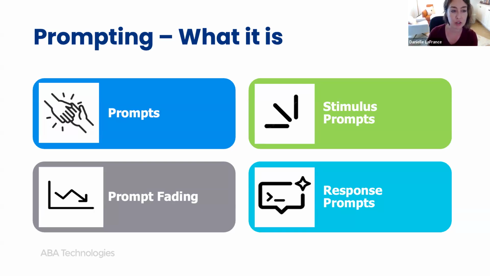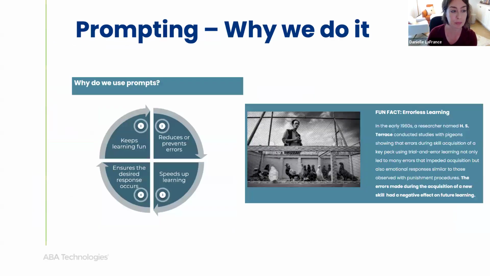Okay, so we first teach technicians that prompts are assistance provided to help our learners respond correctly, and that this assistance must be faded gradually to ensure that our learners can respond independently over time. Then we orient them to these two broad categories of prompts, stimulus prompts and response prompts, and we give them examples of what these are and what they can look like in practice. We also explain the rationale for prompting. So again, this why piece, right? Getting that buy-in. And you can see some of those reasons in the graphic on the left here.